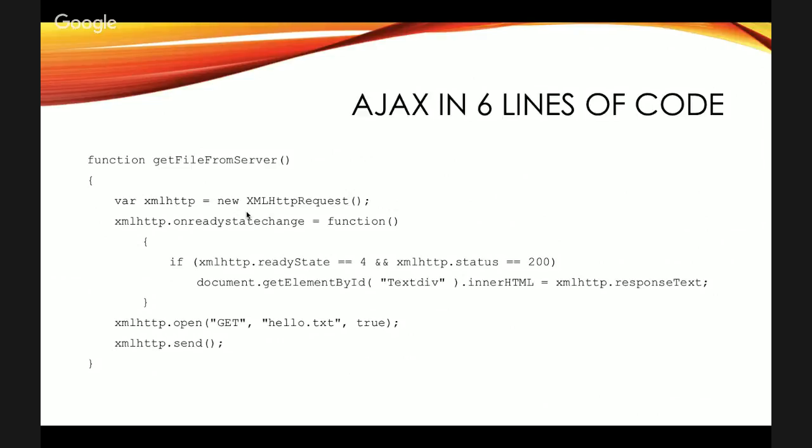Now, there is the open function where we tell the server what we want and how we want it. So the hello text is the name of the file. GET is how we're going to get it, GET or POST. Hello text is the file URL. And true is whether it's asynchronous or synchronous. And then send is when we tell the server, do it. Start here, you know what to do now, deliver us the file.